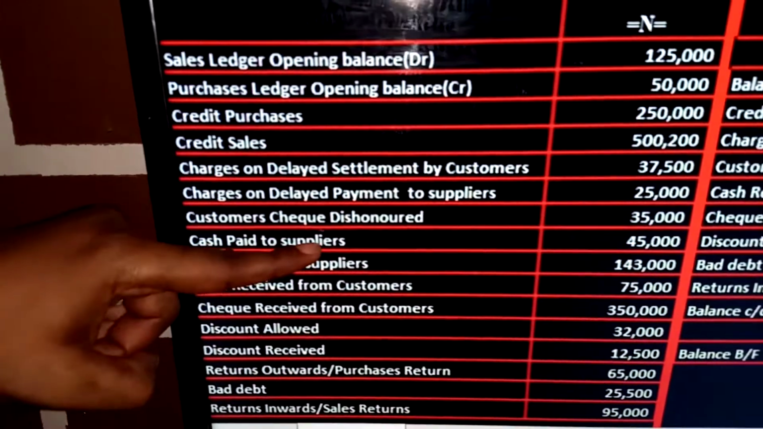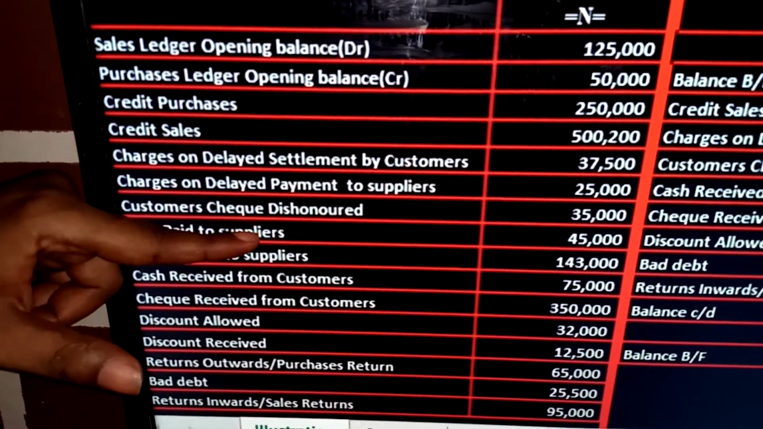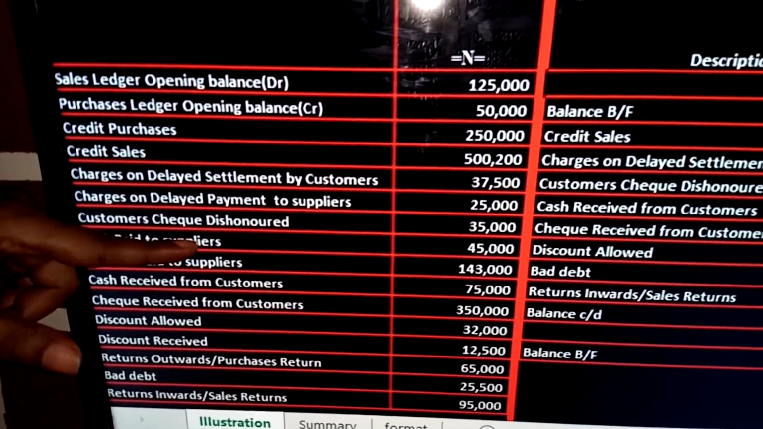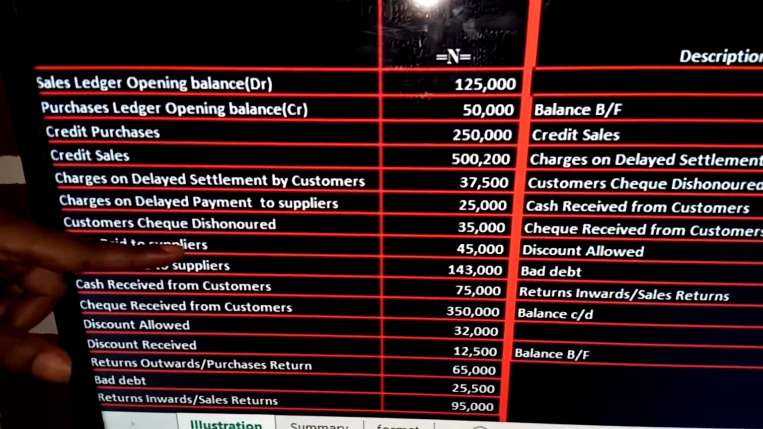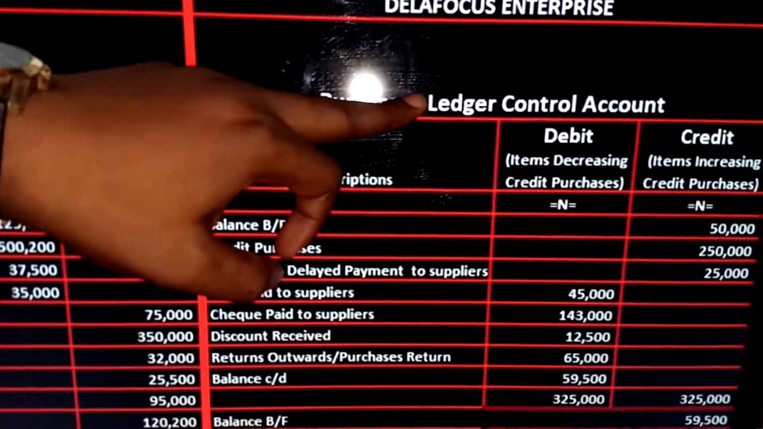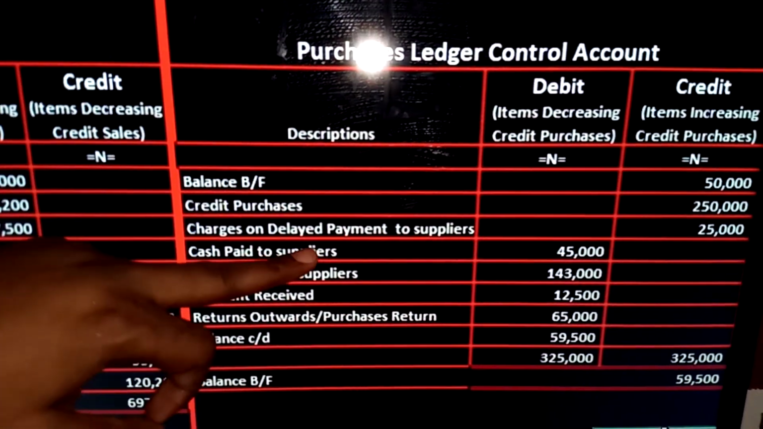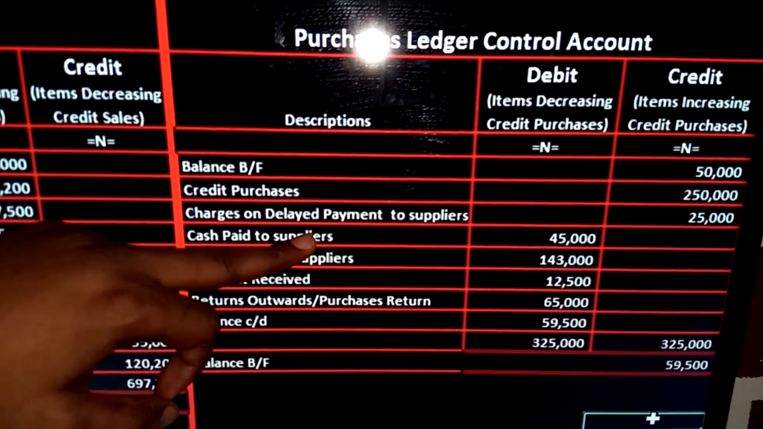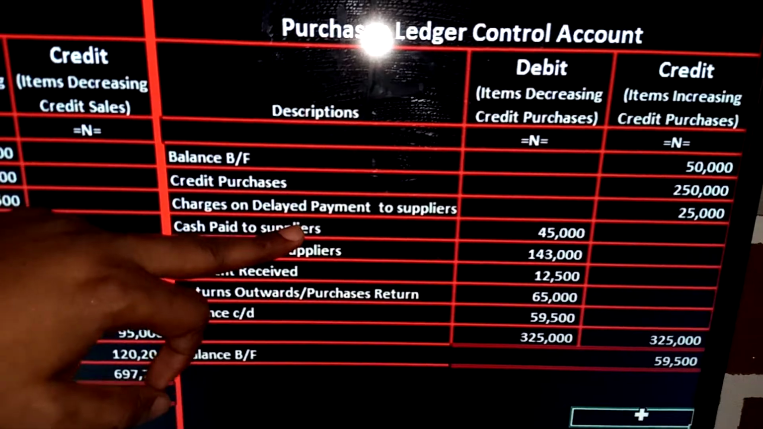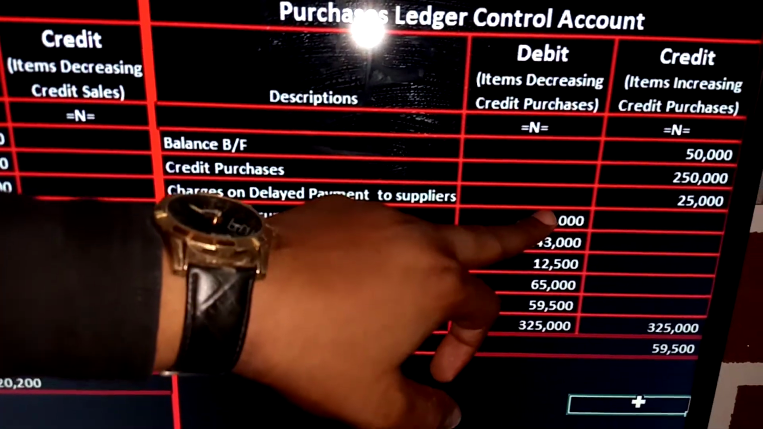35,000. The next one says cash paid to suppliers. Suppliers are connected to purchases. Okay. So when you pay them in, you're reducing what you are owing them. So that's purchase ledger control account. Purchase ledger control account. Okay. Cash paid to suppliers. Remember I said if it is decreasing the credit purchase or decreasing what we are owing suppliers, what do? We debit. That's what we're doing here for the 5,000.